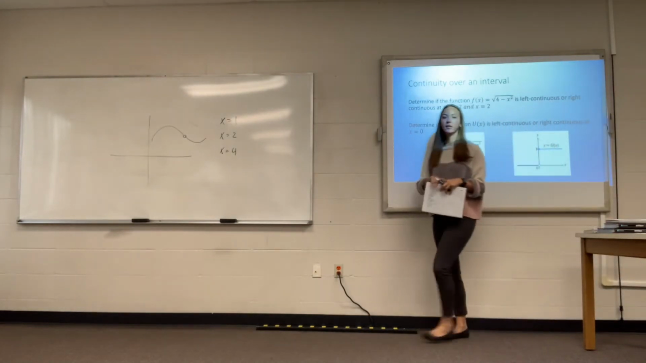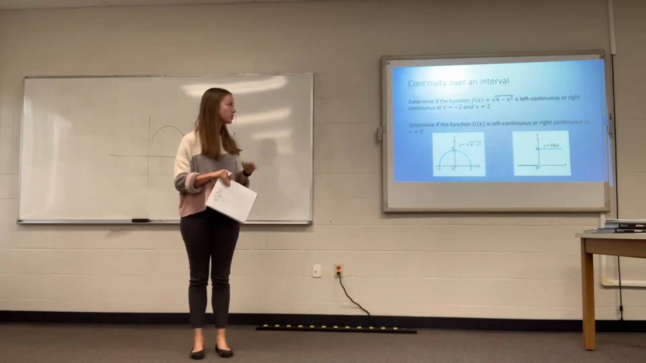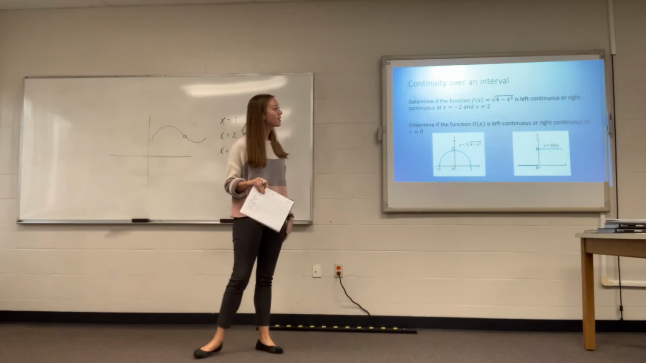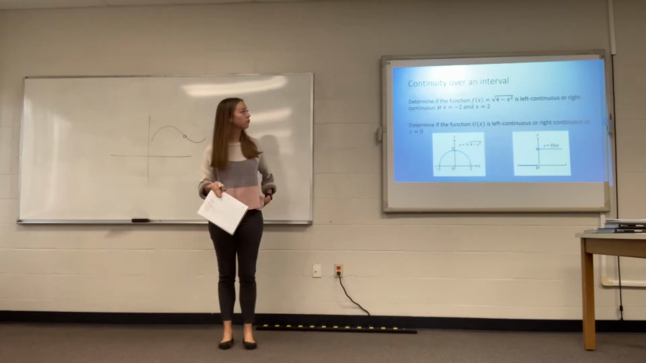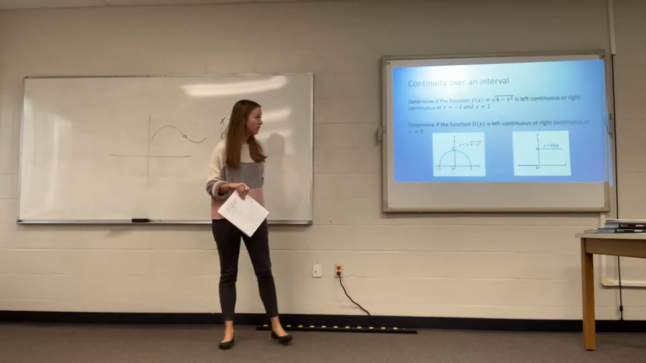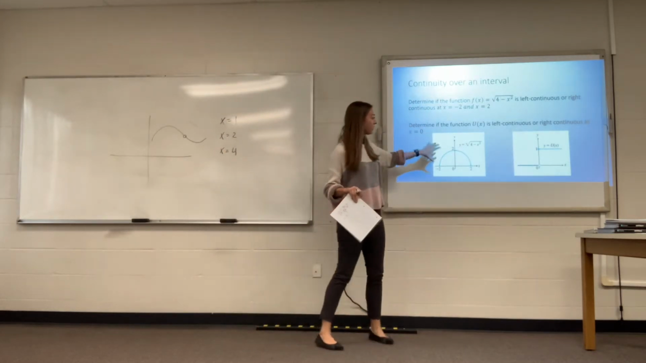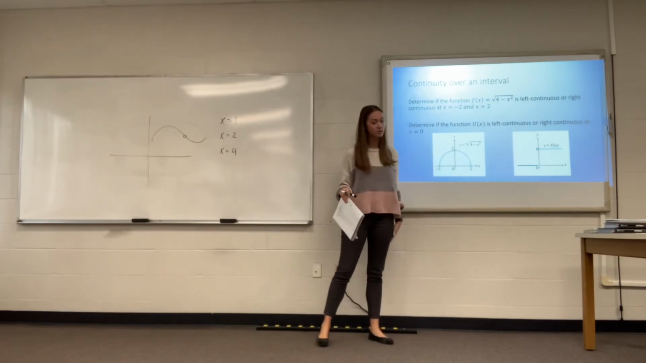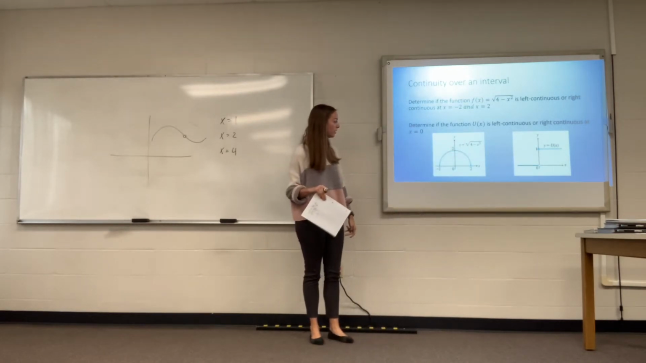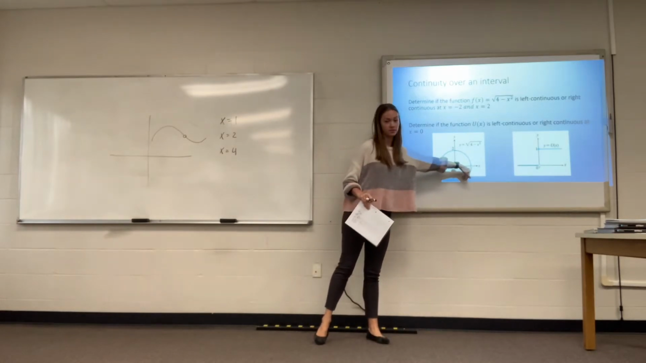Okay, so looking at just continuity over an interval. Our first example says, determine if the function f of x equals the square root of 4 minus x squared is left continuous or right continuous at x equals -2 and 2. I have the graph of that right here. So here's our graph of that square root of 4 minus x squared, and it asks me at -2 and at +2.